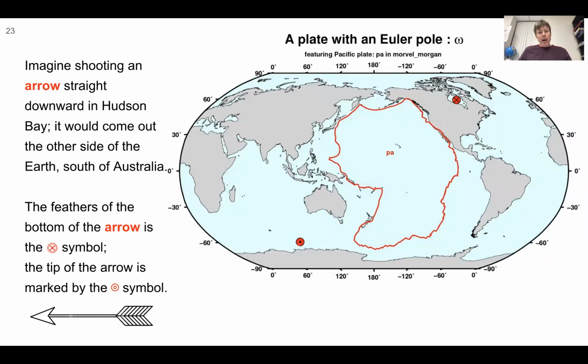The feathers of the bottom of the arrow is the X symbol, like you're looking at the back of an arrow. And the tip of the arrow, like the tip of a cone, looks like the dot with a circle around it. So that's the symbol for the tip of the arrow and the feathers. And it matters which direction it's going, as it turns out. So here's our Euler Pole for the Pacific Plate motion on Earth.